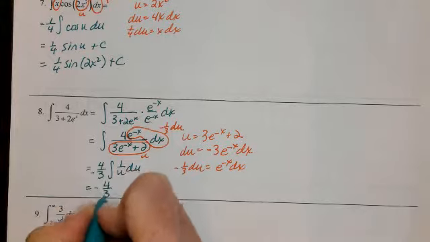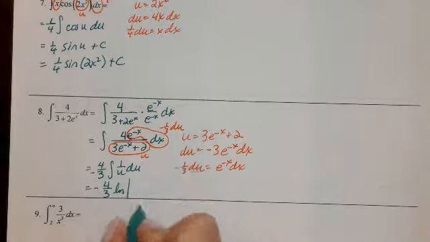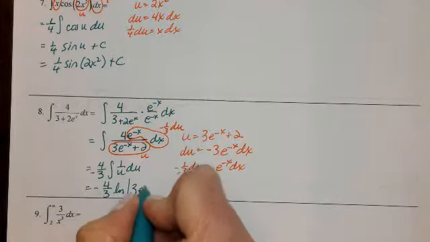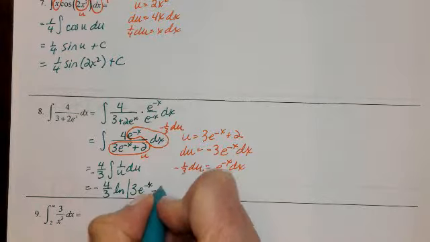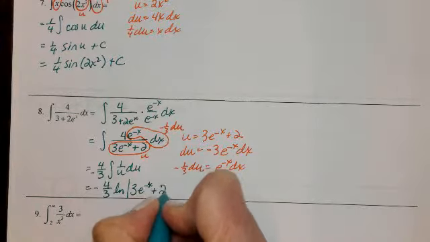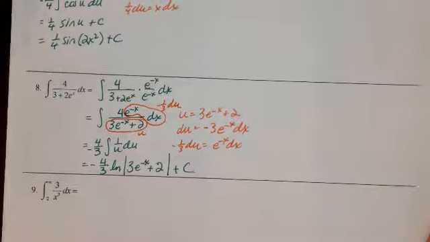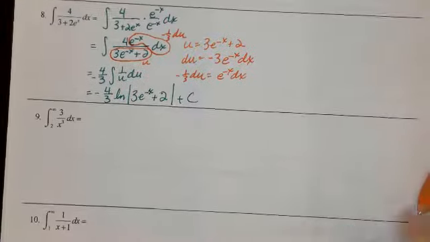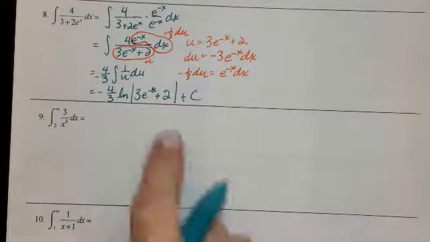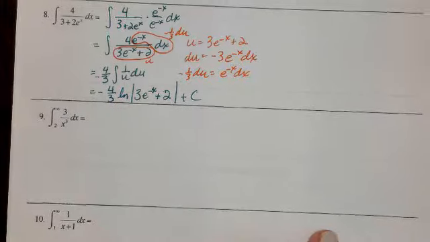And we know how to integrate that. Natural log of u plus c. Don't have to have those absolute values because that argument will always be positive.